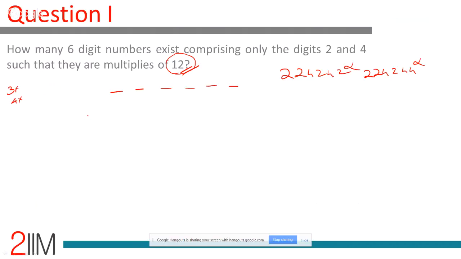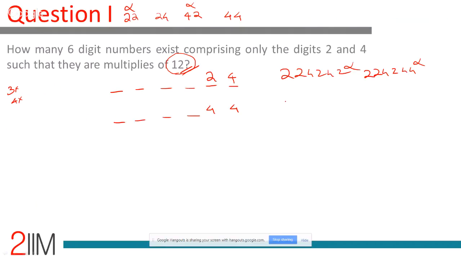Then you are dealing with only 2s and 4s. The last 2 digits can be 2 and 2, 2, 4, 4, 2, or 4, 4. We want the last 2 digits to be a multiple of 4. This is out, this is out. So you can straight away say our number should either end in 24 or should end in 44. One of these two.